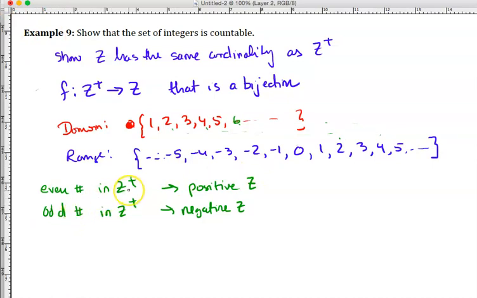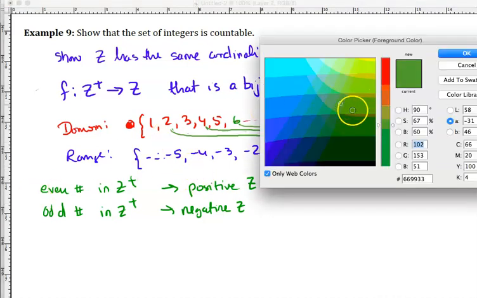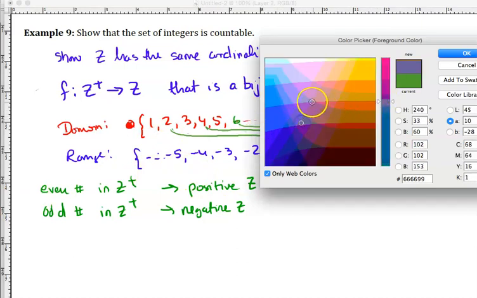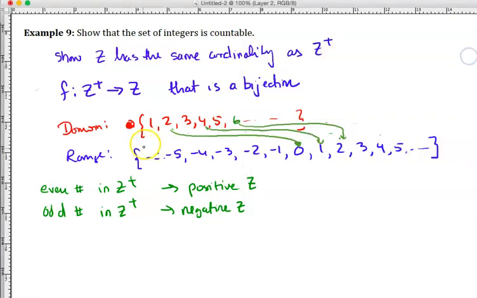So even numbers in the domain pair up with positives. The 2 would pair up with 0. Let's include 0 as a positive. 4 would pair up with 1, 6 would pair up with 2, and so on. So we want to account for all elements in the range. And the odd values in my domain, in the set of positive integers, are going to pair up with negatives. So 1 would pair with -1, 3 would pair up with -2, 5 would pair up with -3, and so on.